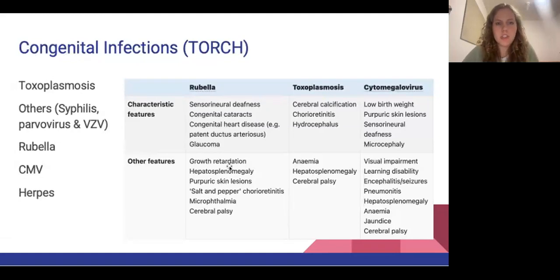Here are the congenital infections. It's good to know some of the key features so you can figure out, especially these three. But I wouldn't worry too much about it because it's not that high yield, to be honest. So cytomegalovirus, purpuric lesions, and sensorineural deafness. Toxoplasmosis, chorioretinitis, and cerebral calcification. And rubella is congenital cataracts and congenital heart disease, some of the common features that they mention.